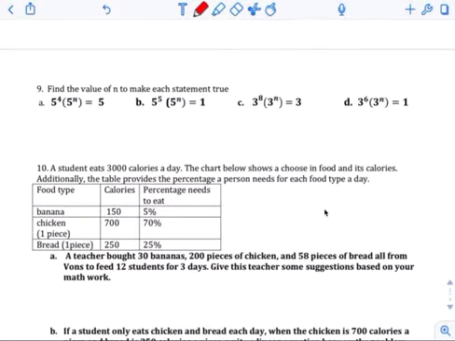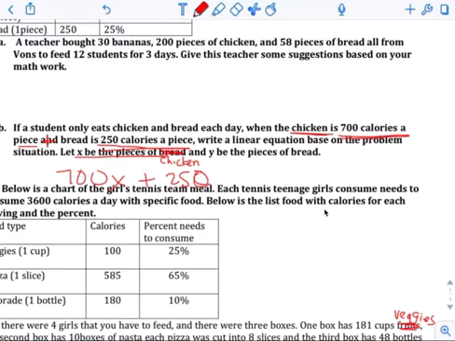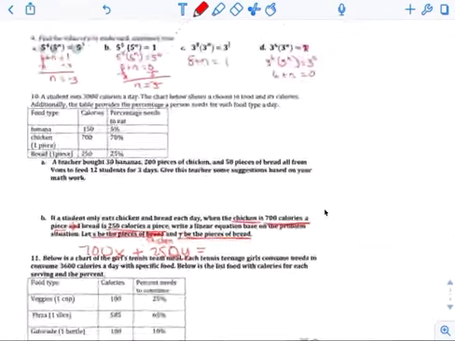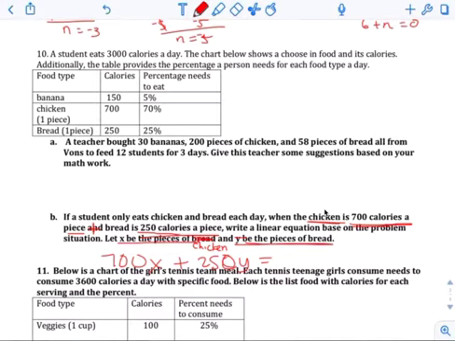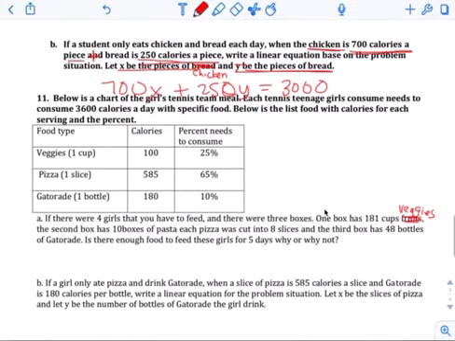All right. Most of you know how to do these. I'll just write this one anyways. 700 pieces of chicken here. So 700 x, x represents pieces of chicken, plus bread is 250 calories a piece. And plus means plus. A piece of bread is letter y. Equals the problem situation. The problem situation is calories: a student eats 3,000 calories a day, equals 3,000. Okay. That's how you do that.